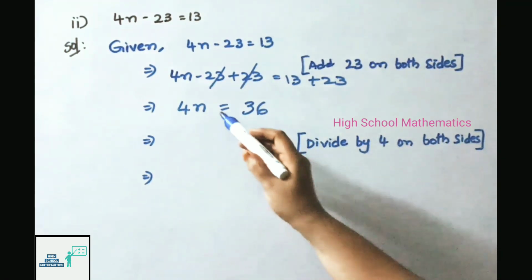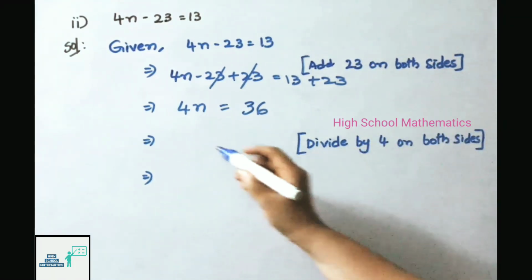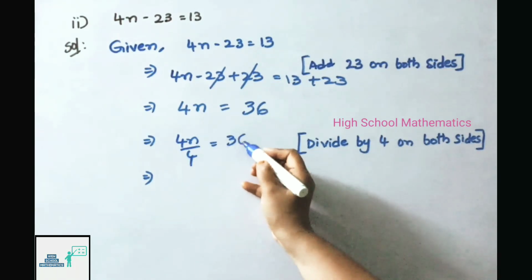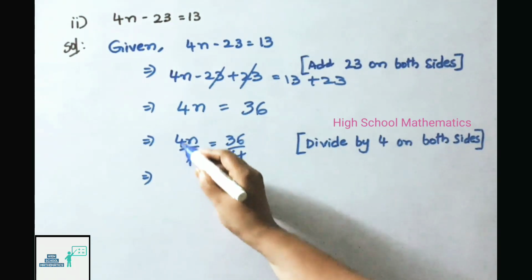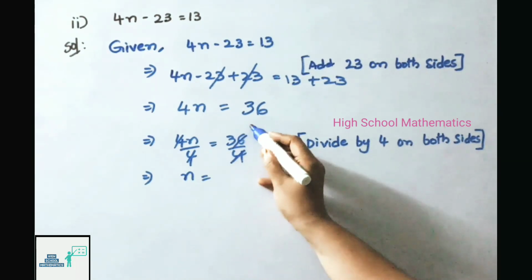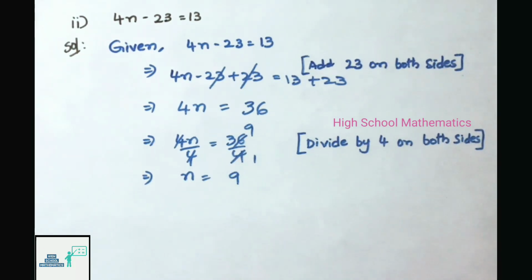Now we need only n value. So to remove this 4 we are dividing by 4 on both sides. So write down 4n by 4 equals 36 by 4. 4 cancels. n equals 4 table, 36 is 9 times, 4 nines are 36. So n value is 9. Therefore n equals 9 is the solution for the given equation.